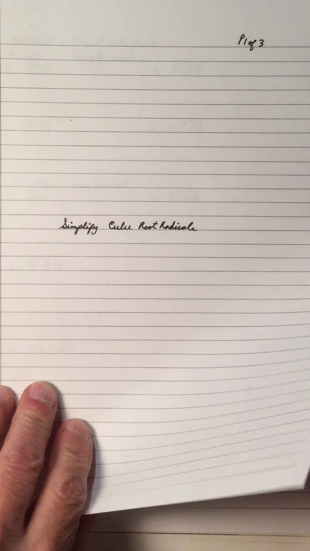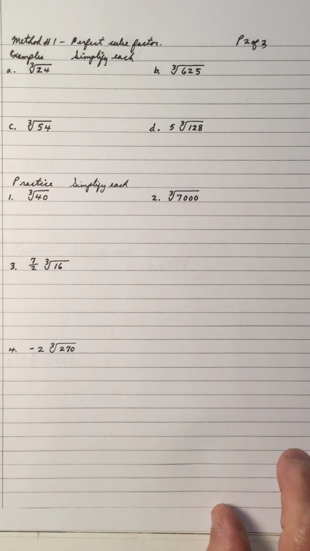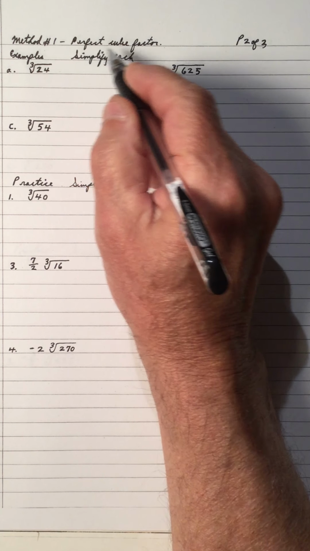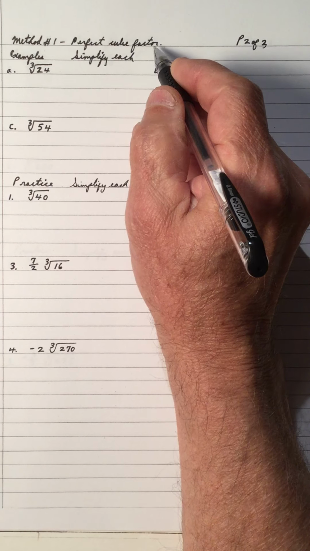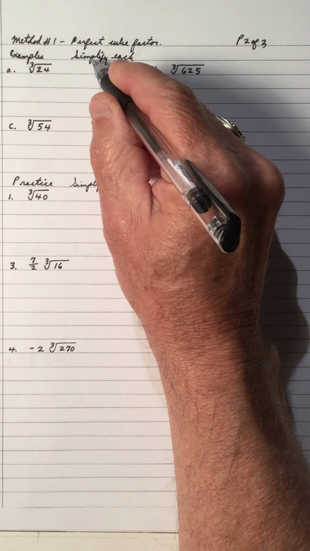Hi, welcome to my video on simplifying cube root radicals. One method to simplify cube root radicals is to find the perfect cube factors. Let me explain. Let's do some examples.